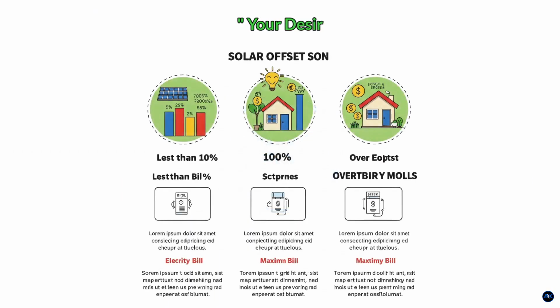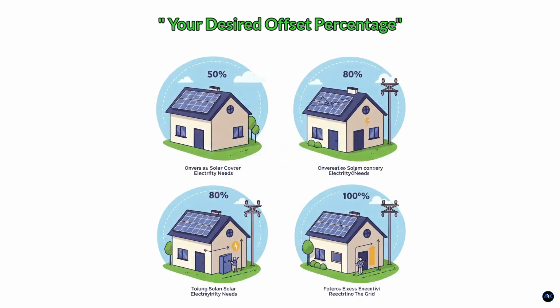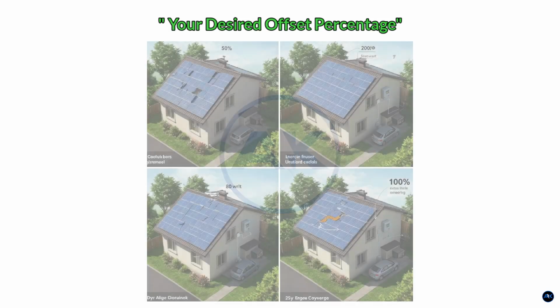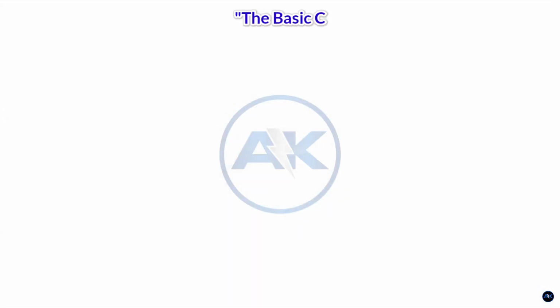3. Your desired offset percentage. Now let's talk about your desired offset percentage. This is the percentage of your electricity needs you want your solar system to cover. Do you want to cover 50%, 80%, or even aim for 100% and potentially feed excess energy back to the grid? This is a personal choice based on your budget and energy goals. Keep in mind that aiming for a 100% offset might require a larger system and could involve regulations regarding grid feed-in.